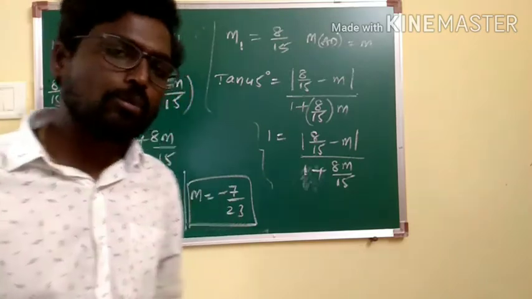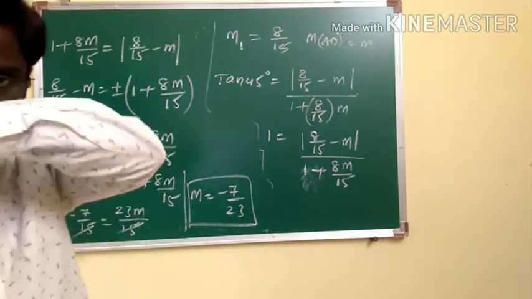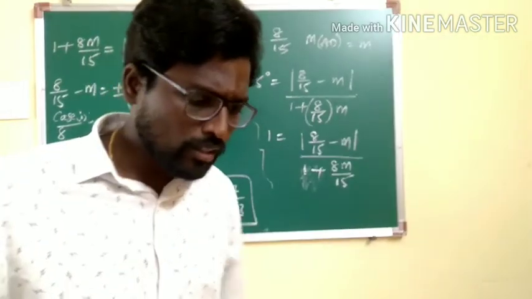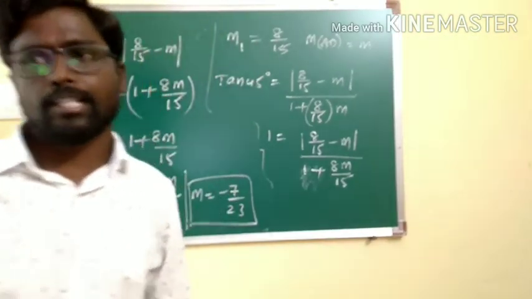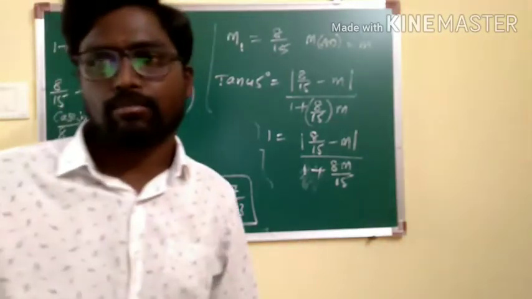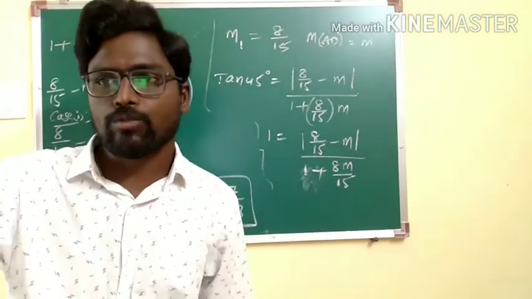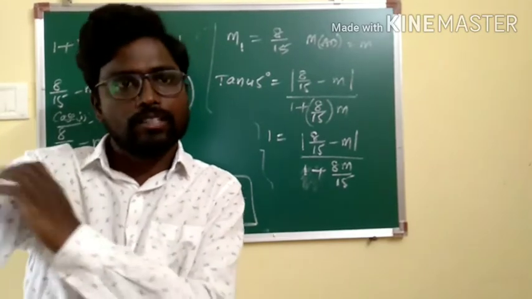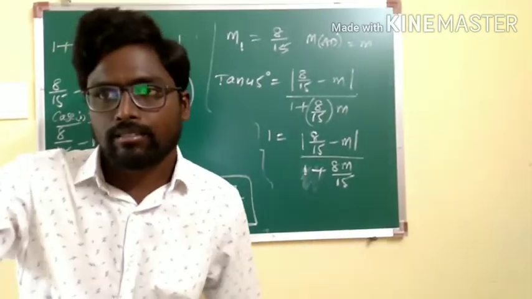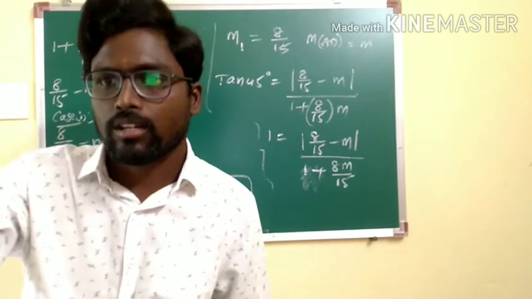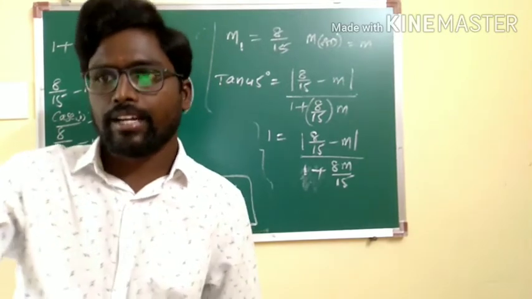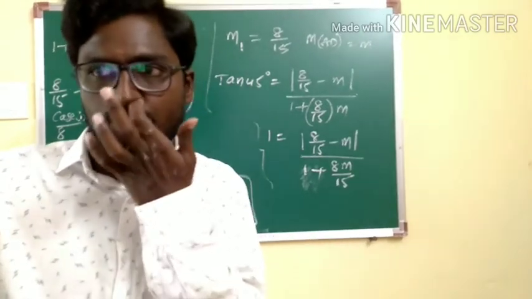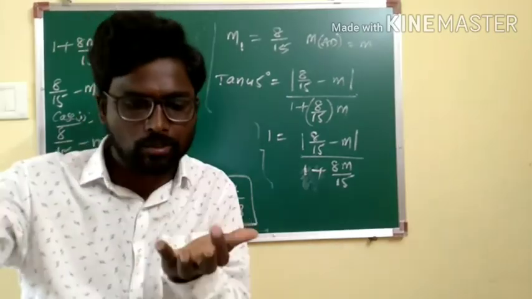Then I am getting two slopes, and already you know the coordinates through which the line is passing. You can get the line equations using y minus y1 is equal to m into x minus x1. One line equation you will get is 23x minus 7y minus 9 equal to 0. And the other line equation you will get is 7x plus 23y minus 53 equal to 0.